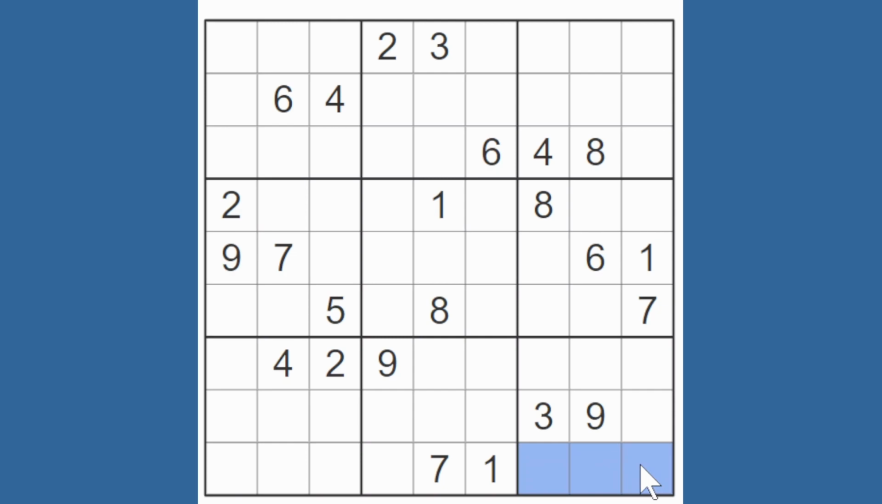7-1 blocks across, 7-1 blocks down. So 7 and 1 must go here. At least that is a beginning. And one of these now must be a 7 and a 1 can go in one of these 3 squares. There's a single naked 8 here because these 8s block over, right? So this must be an 8.